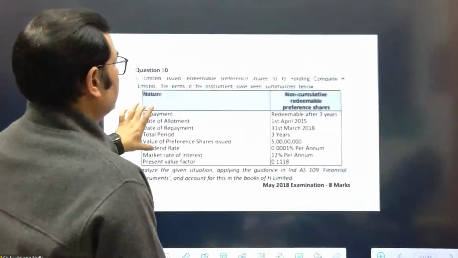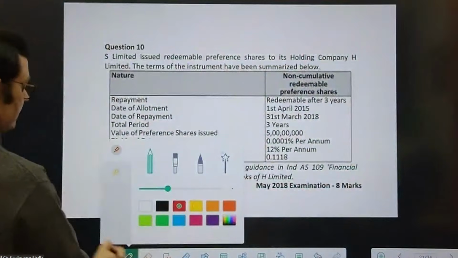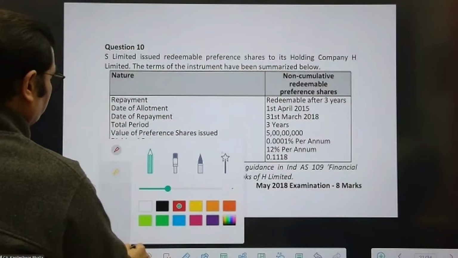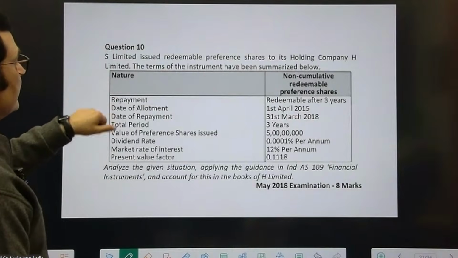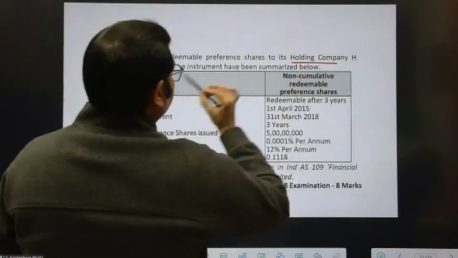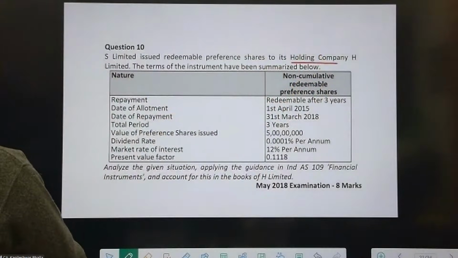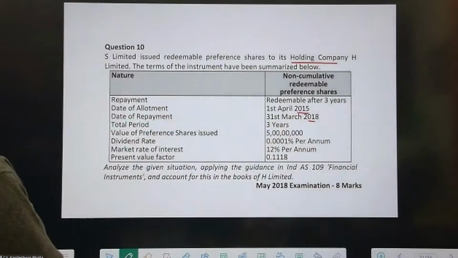Okay, let's come to the third case now. And this is a May 2018 examination question. So let's read the inputs. It says S issued redeemable preference shares to its holding company, and the instrument terms are given. Repayment is 3 years, so allotment date is 15 and the redemption is 18.